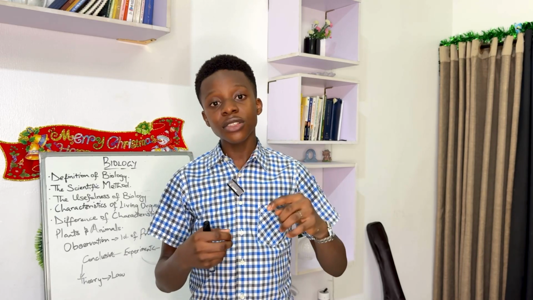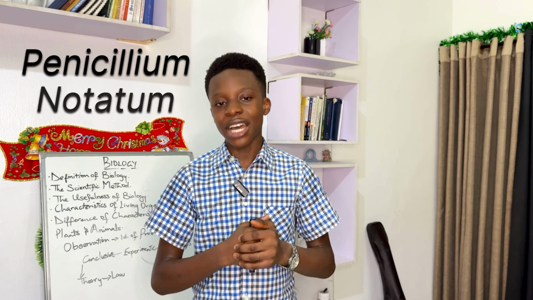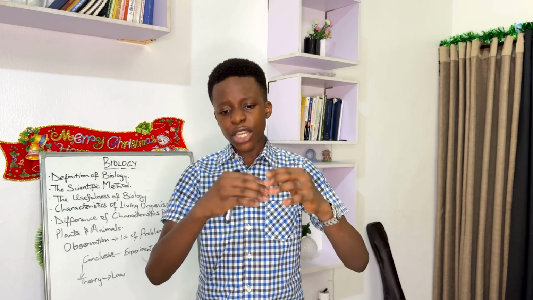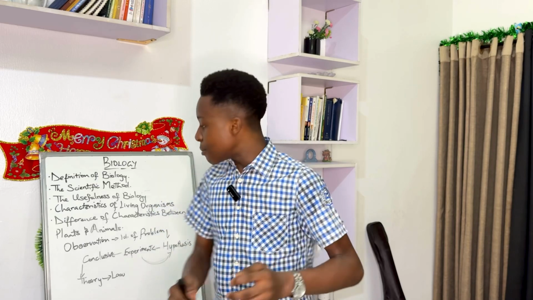It's like a powder. And then there was this mold that had gotten into the petri dish that he was studying the bacteria with the agar by accident. And this mold was called Penicillium notatum. And he noticed that where the penicillium was growing, the bacteria around there had died, creating a clear zone around the penicillium. He had made an observation, and then he identified the problem.